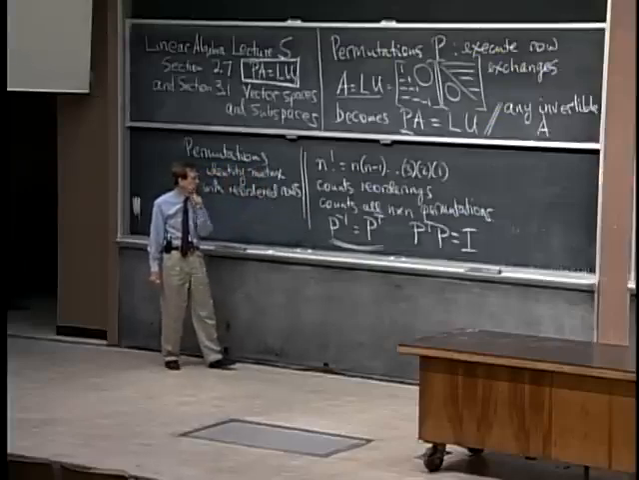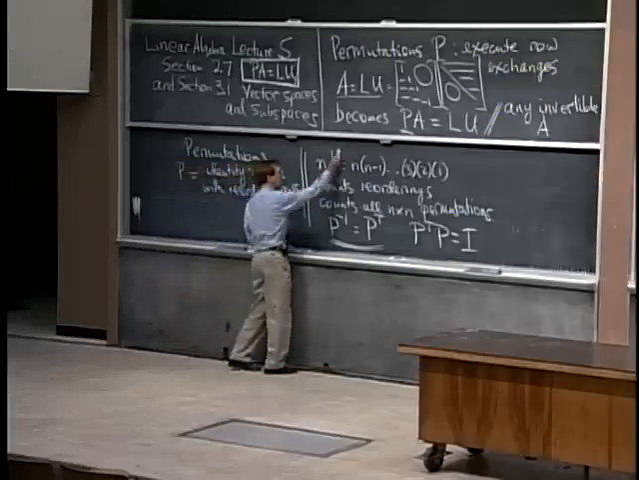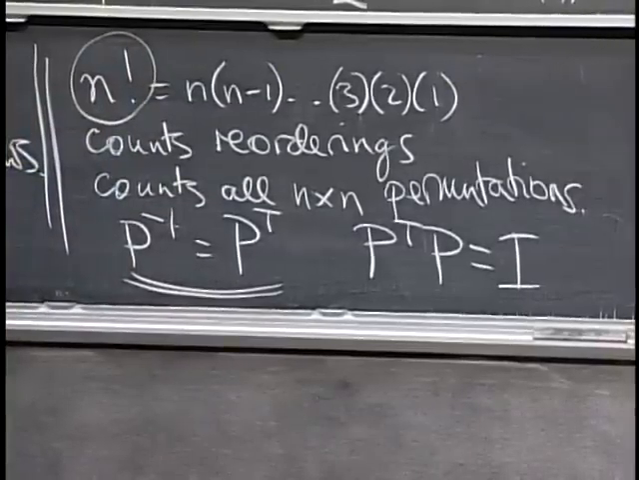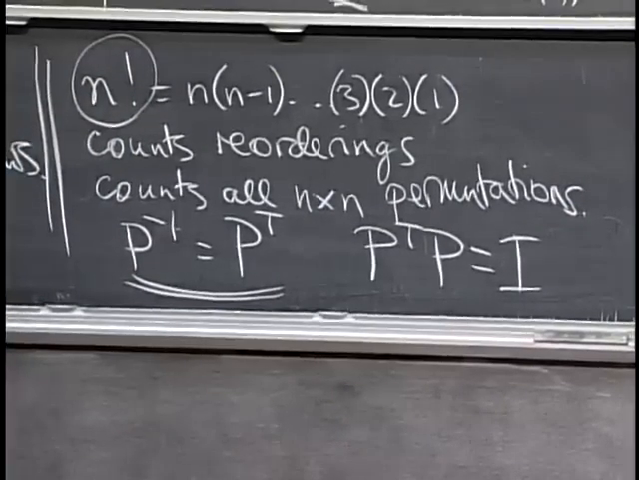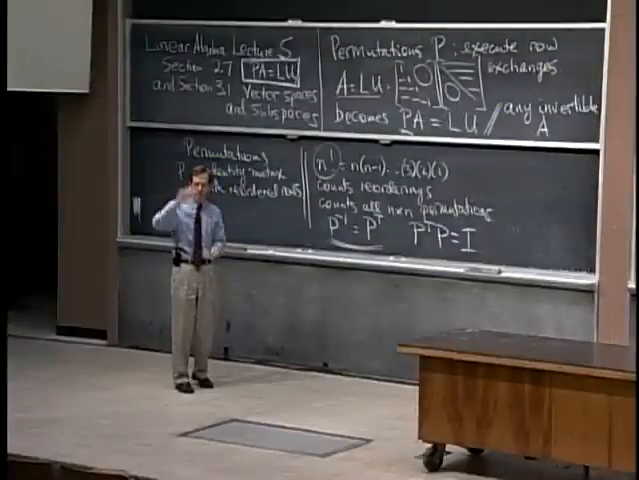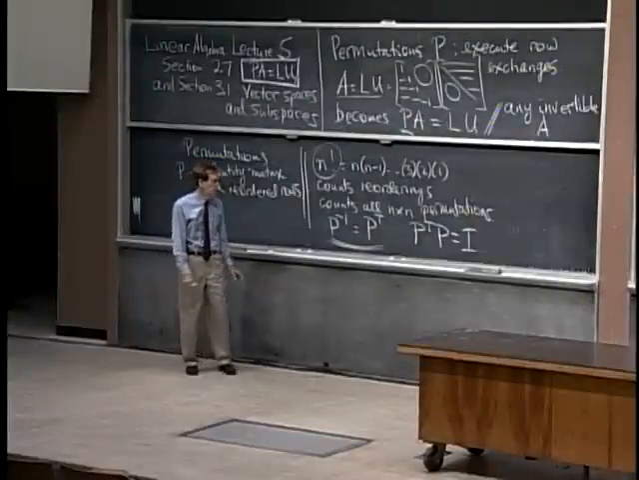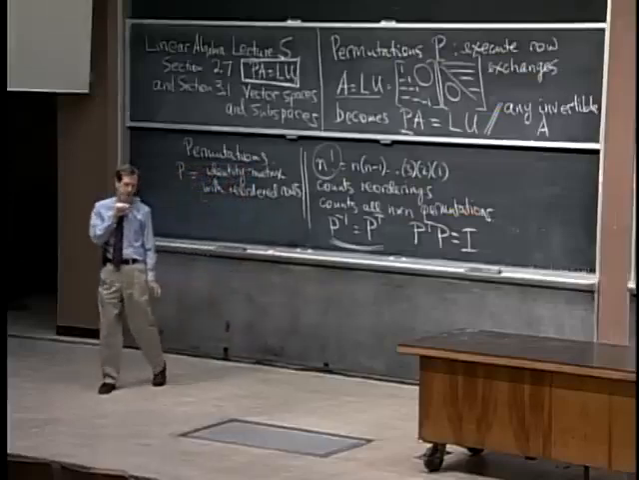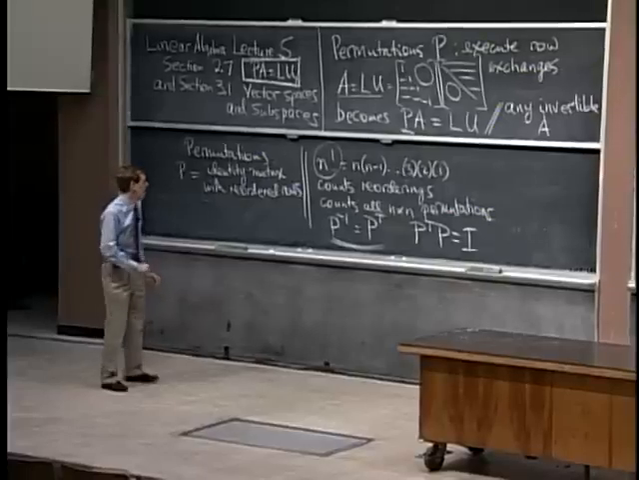Okay. So now we know how many there are. There are 24 4x4 permutations. There are 5 factorial, which is 120. 5 times 24 would bump us up to 120. So listing all the 5x5 permutations would be not so much fun.